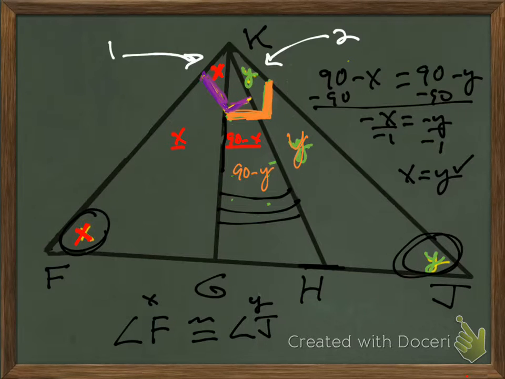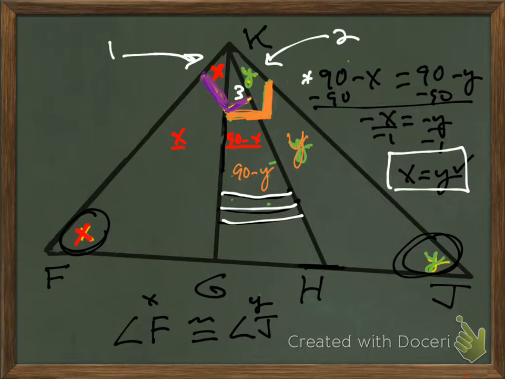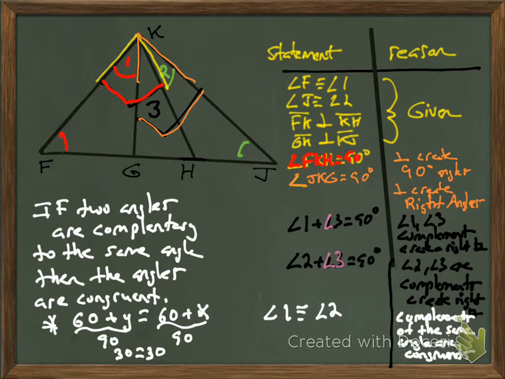And Y, along with 90 minus Y, is going to have to be true for the right angle that is in orange. So if you see here, this is angle number 3 here, that's going to be 90 minus X and 90 minus Y. And if we set those equal to each other and we simplify, we end up finding that X equals Y. If X and Y must be the same, well then it's going to lead us to the conclusion that 1 and 2 will be the same. Let's see how this looks in a 2-column proof.